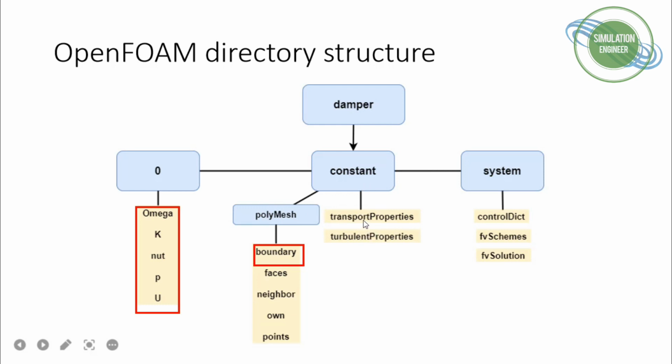Since it's a viscous simulation, the transport properties file consists of this information, and then there is a turbulence properties file. We have the third folder, the system folder, which consists of 3 files, like controlDict, where you specify your number of iterations and writing intervals for your simulations. Then we have fvSchemes and fvSolution, which control the numerical schemes you are using, and the residuals and the solver you use for your simulation.